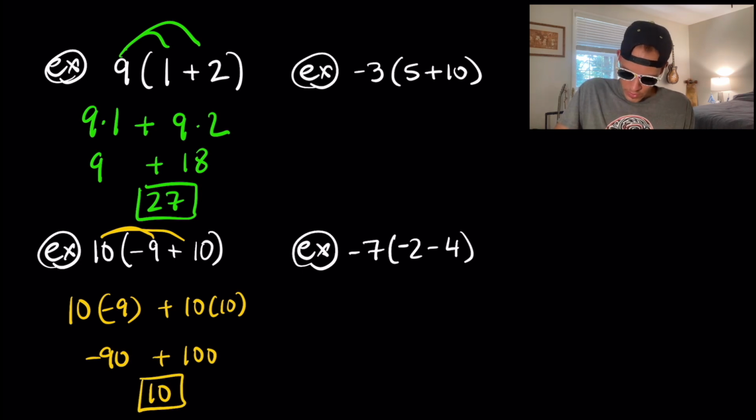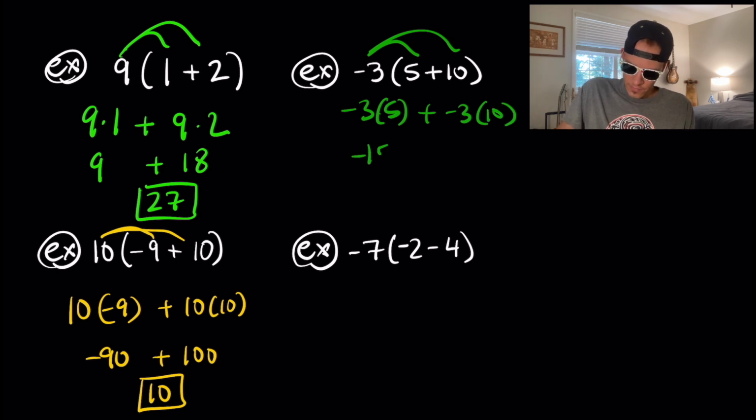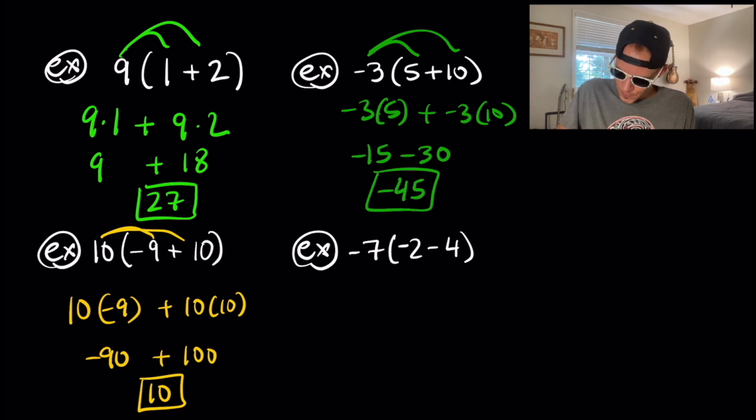All right, over here we're going to distribute the negative 3 into both terms of the parentheses. So negative 3 times 5 plus negative 3 times 10. Negative 3 times 5 is negative 15. And then negative 3 times 10 is negative 30. So I can just go ahead and write minus 30, because adding a negative is the same thing as subtracting a positive. So negative 15 minus 30, I lost $15, then I lost $30 more. It's going to be negative 45.